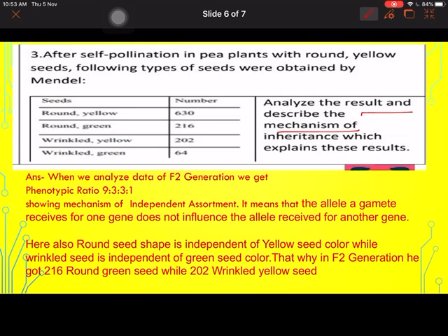When we analyze the data of the F2 generation, we get a phenotypic ratio of 9:3:3:1, and it shows the mechanism of independent assortment, which means that the allele a gamete receives from one gene does not influence the allele received from another gene. This is the basic mechanism, and the results show that round seed shape is independent of yellow seed color, while wrinkled seed is independent of green seed color. That's why in the F2 generation he got 216 round green seeds and 202 wrinkled yellow seeds. So this is how the result was analyzed.